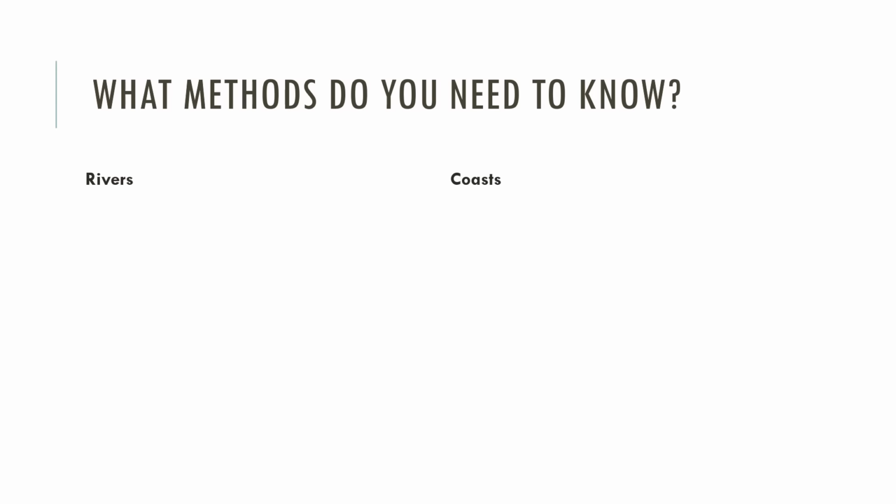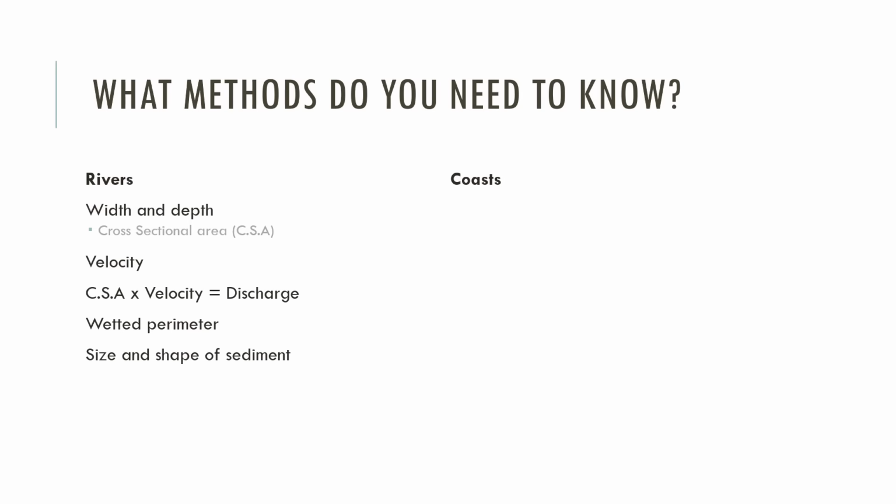So what methods do you need to know? For rivers, you need to know how to find out the width and depth. And then from those calculations, how to do the cross-sectional area, how to calculate the velocity, the discharge, the wetted perimeter, size and shape of sediments, gradients. And these are ones I have seen, but these have only been one-off. So how you go about water pollution, calculating oxygen levels. Typically the ones standing out are the ones where you do need to know. The other ones, they would more likely give you a step-by-step of how to calculate it. So it really depends. And again, that's where practice comes in.